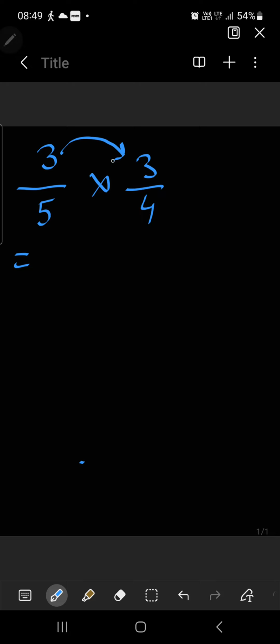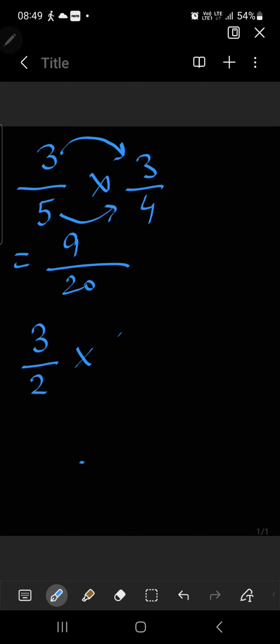Multiplication and division of fractions is very simple. So first we will take the product of two fractions. Okay. In the product of two fractions, the numerators are multiplied together and the denominators are multiplied together. So 3 into 3 you will get 9, and for the denominator, 5 into 4 is 20. So this is your answer. This is very simple.